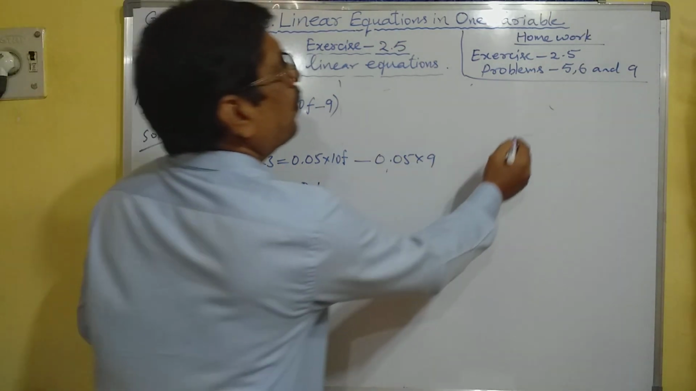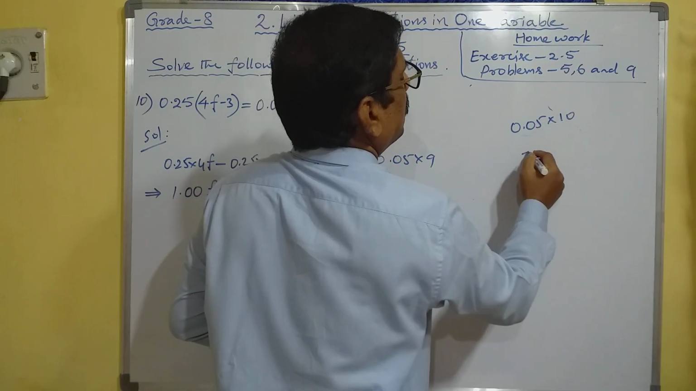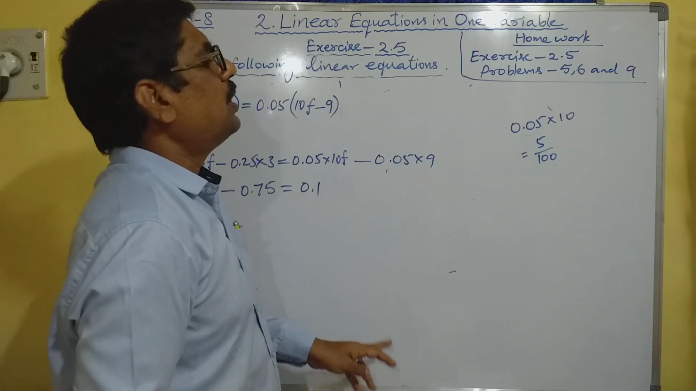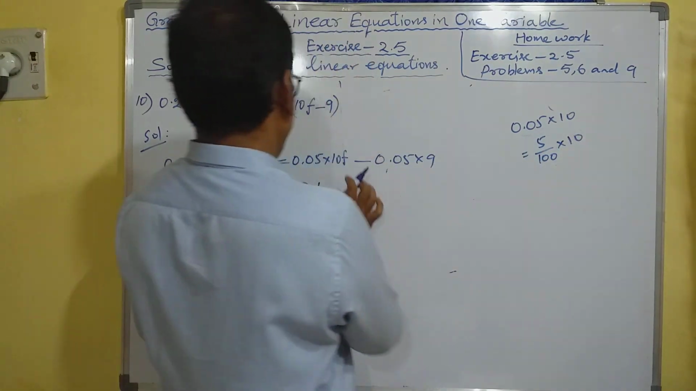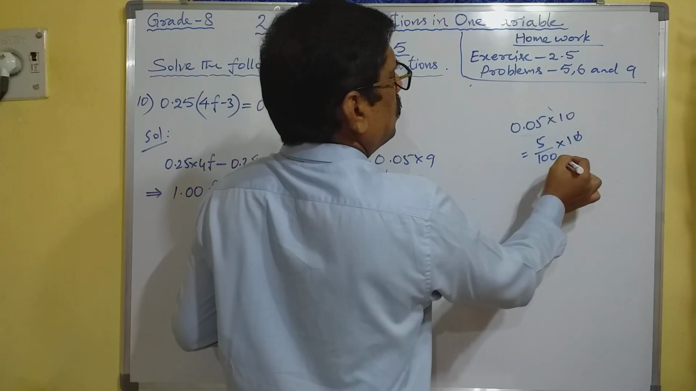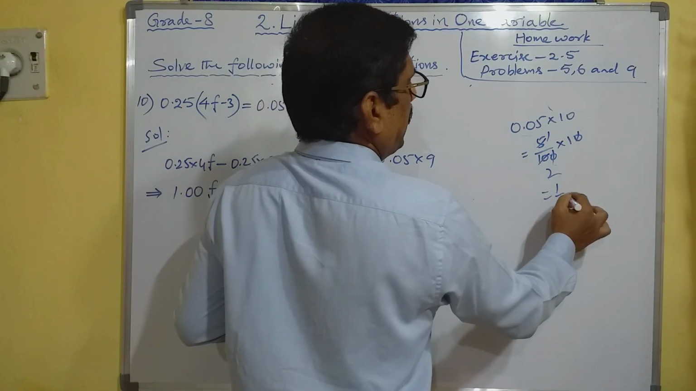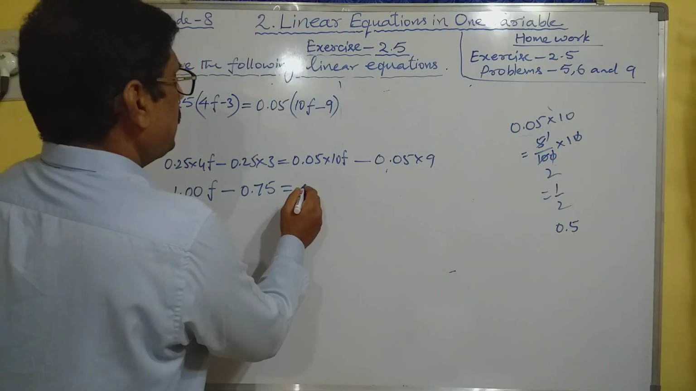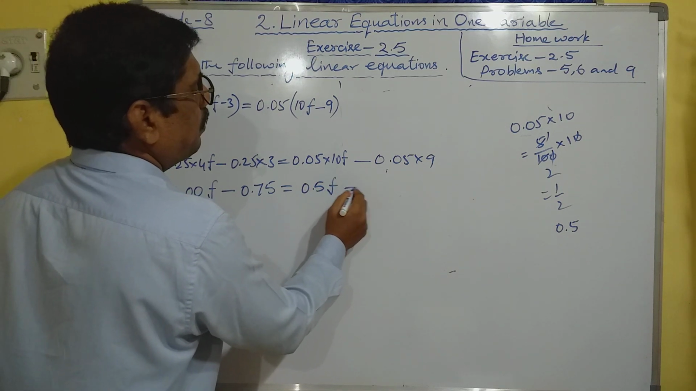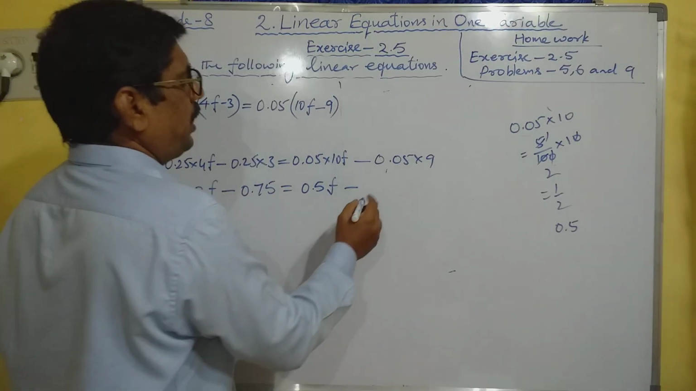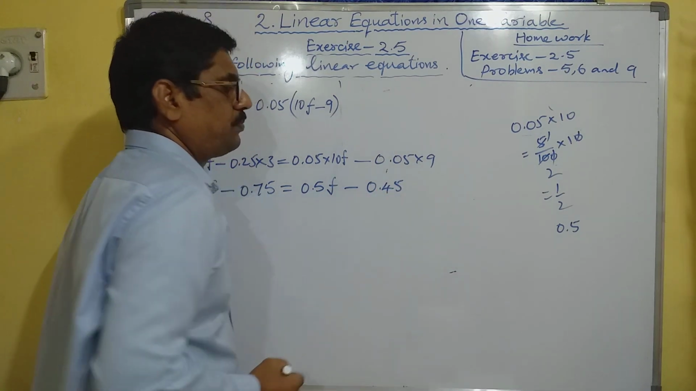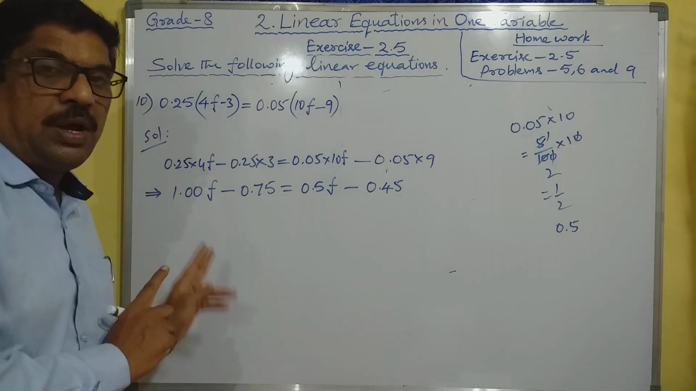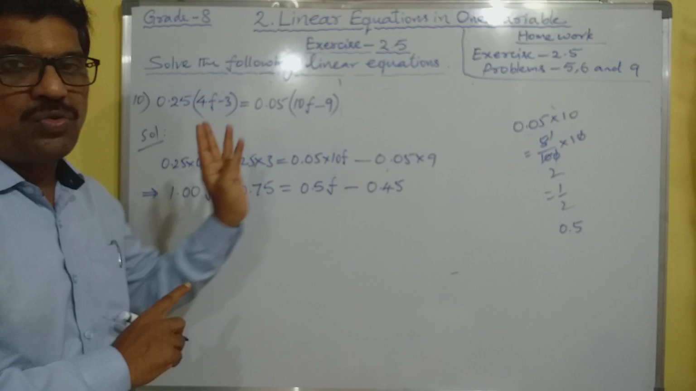Because see, 0.05 into 10 means we can write 5 by 100. Why? Because there are two digits after the decimal, into 10. So now see, 0 will be cancelled, 5 ones are 5, 5 twos are 10. We get 1 by 2. 1 by 2 is nothing but 0.5. So we get 0.5f minus 0.5 into 9, 0.45. Okay, now let us separate the terms with variables on the LHS and let us shift the constants to the RHS.